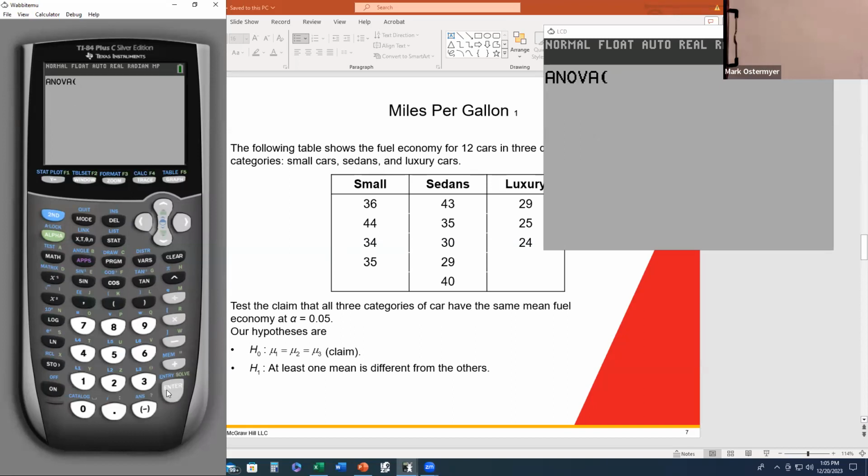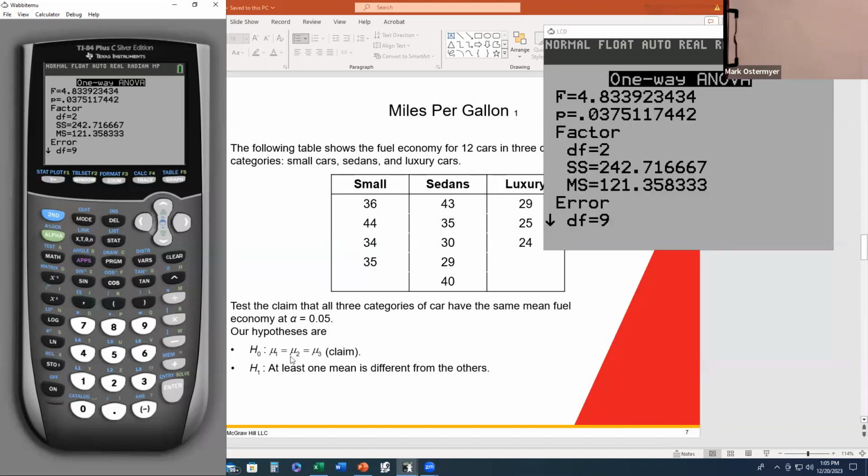Now we have to specify the lists that we wish to conduct ANOVA on. That would be list one, so I hit second, one, comma button, which is just above my seven button. List two, which is second, the number two button, comma, and then list three, second, three button. Closed parenthesis. We're ready to conduct analysis of variance here. Hit enter, and boom, the test is done.